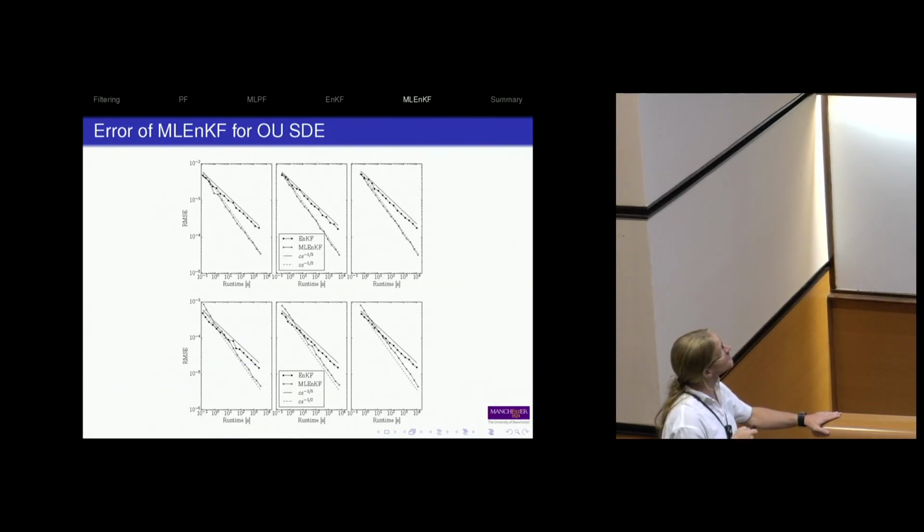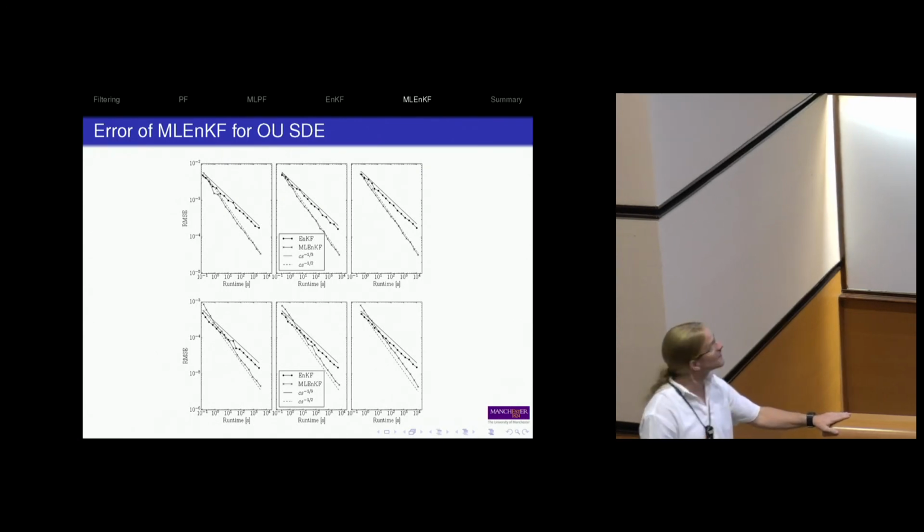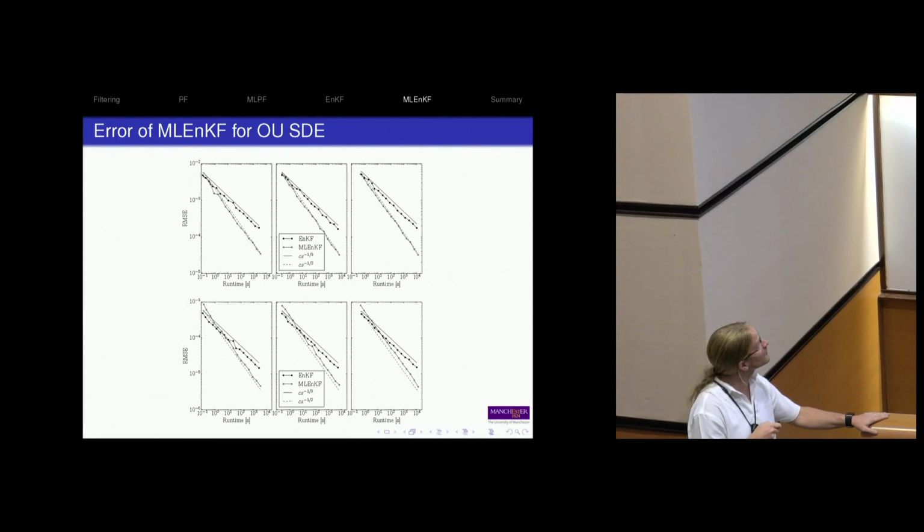These are the numerical simulations. Oh, this is swapped. Sometimes we like to draw the error like this, so cost in terms of error. And here you see the ensemble Kalman filter decaying more slowly, and the multi-level ensemble Kalman filter decaying like cost to the minus 1/2.